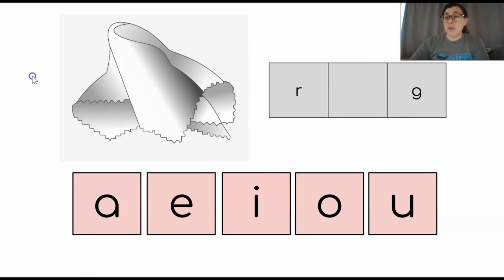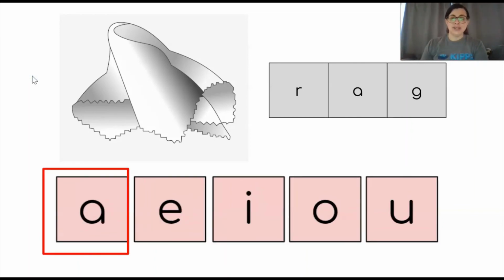This is a picture of a rag. A rag. A rag is something that you can use to clean something off. A rag. Your teacher's going to pause the video and you're going to find the middle sound in rag. Let's tap it out. Ag. What was that middle sound you heard? Ah. And we know the letter A makes the ah sound. Ag. Rag.